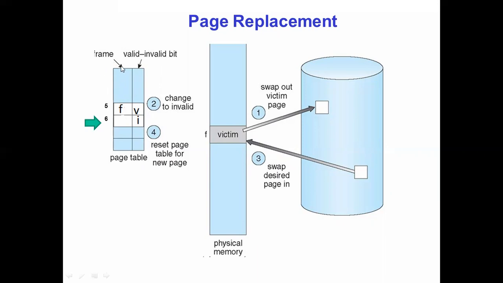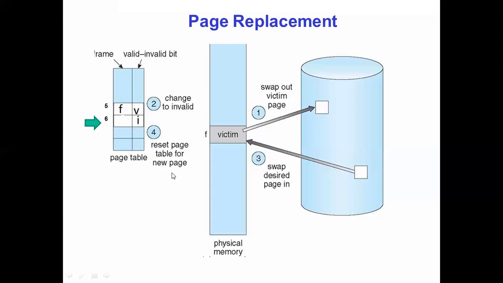So here this is called the two areas, and this page table is divided here in two columns. You can see the first is called the frame, and the second one is called the valid or invalid bit. On the basis of the valid or invalid bit, you can check or reset the page table for the new page. If the condition is valid, valid bit or invalid bit, then the condition is here number two, you can see, change to invalid. And this is reset page table for new page.